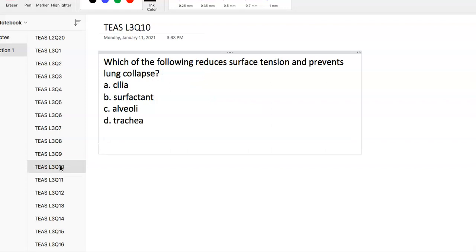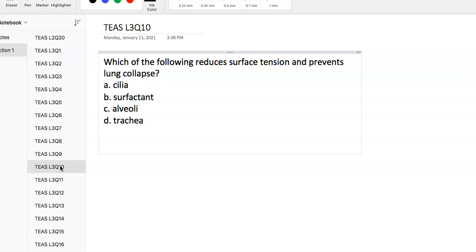All right, moving right along. Question 10. Which of the following reduces surface tension and prevents lung collapse? And the answer we want there is answer choice B, surfactant, which reduces surface tension to prevent lung collapse.